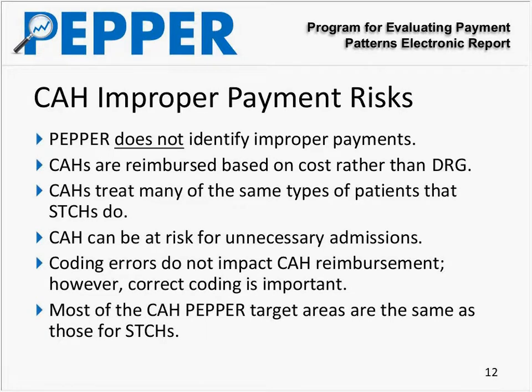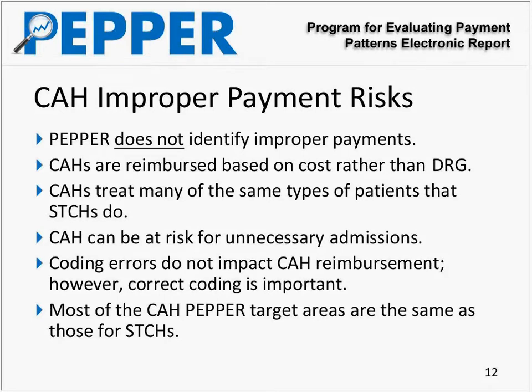So let's move on now to talk about the improper payment risks for critical access hospitals. Again, remember, the PEPR cannot identify improper payments, but the target areas are focused really on the areas that could be at risk for critical access hospitals. Now, because critical access hospitals treat many of the same types of patients and provide many of the same services as short-term acute care hospitals, the PEPR for critical access hospitals includes many of the same target areas.